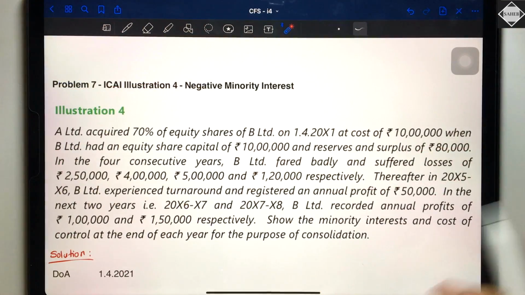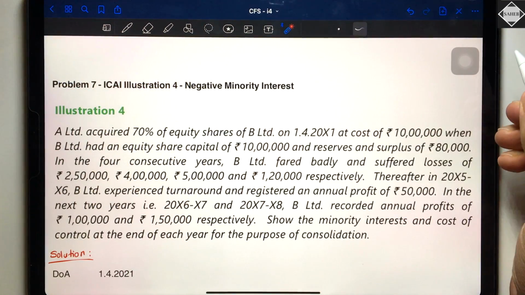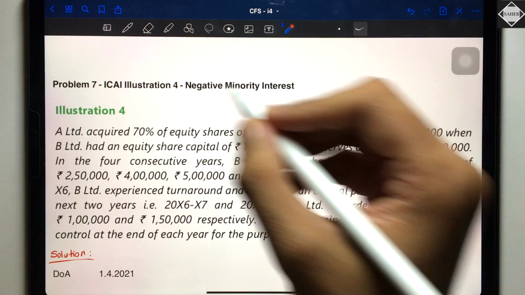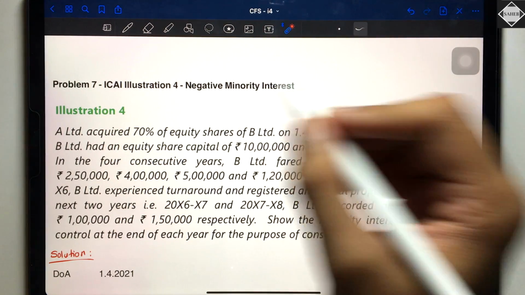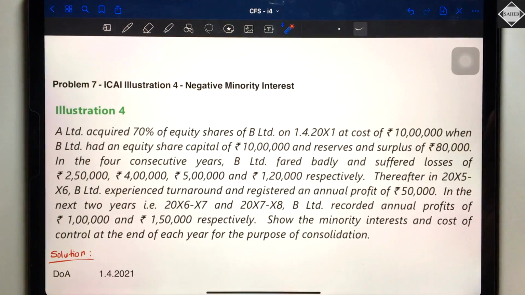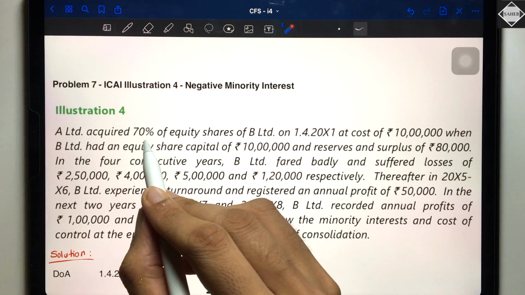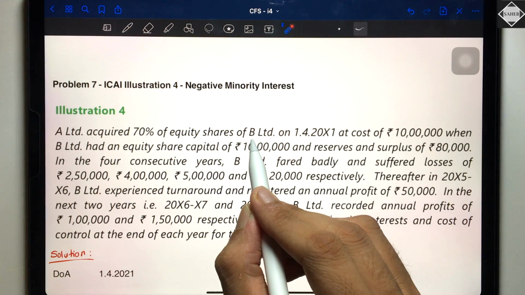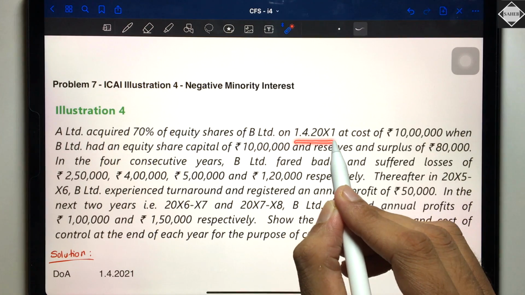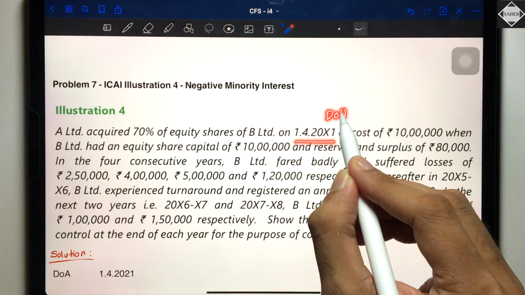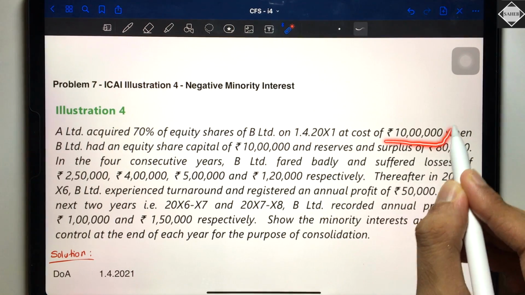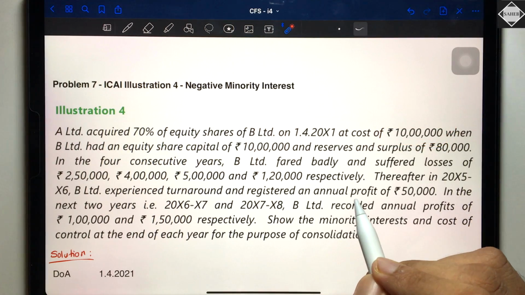Now see here, we have the problem on negative minority interest. This question is from the ICAI study material illustration 4, but from our series this is the 7th problem. Let's read the question. See here, A Limited acquired 70% of equity shares of B Limited on 1st April 2021. This is the date of acquisition. For how much they acquired? For 10 lakhs. This is the cost of investment.